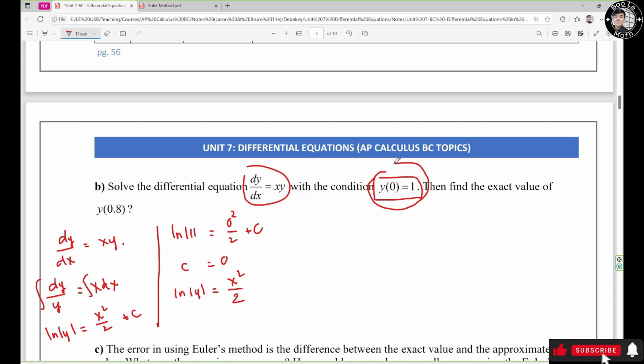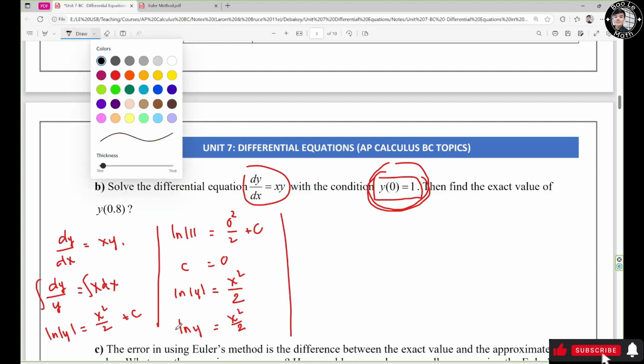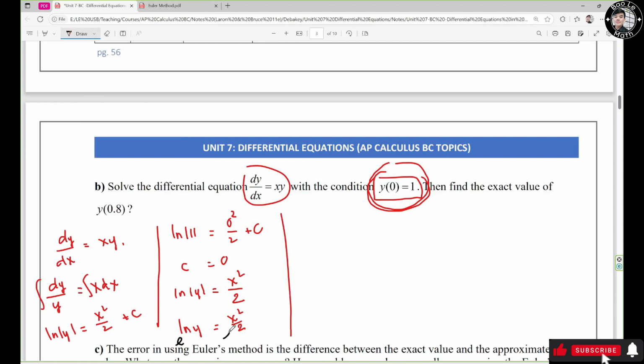Now, since the initial condition right here is positive, right? So then I just eliminate the absolute value sign. So it could be natural log of y equals s squared over 2, right? Now I need to exponentiate both sides. So this guy turns out to be e raised to this one, e raised to this one, right? So it's going to be y equals e raised to the s squared over 2. This one is the final answer, right?